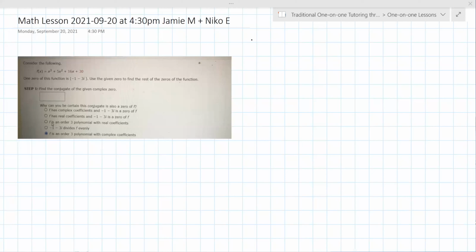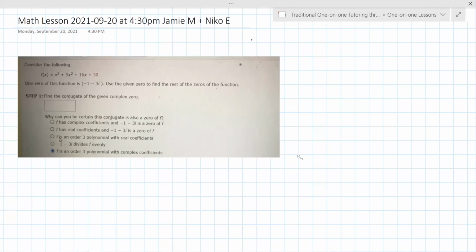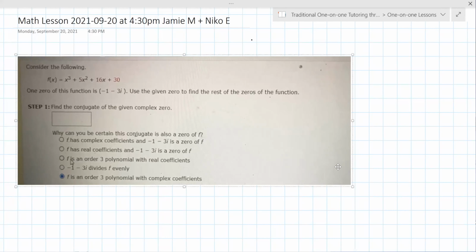So if you're seeing my screen, consider the following function. f(x) has a zero at -1 minus 3i. Use the given zero to find the rest of the zeros of the given function.